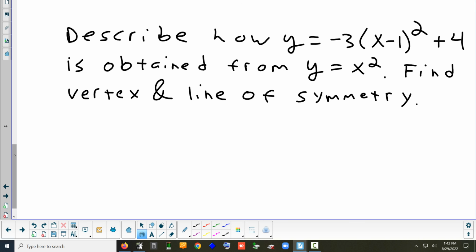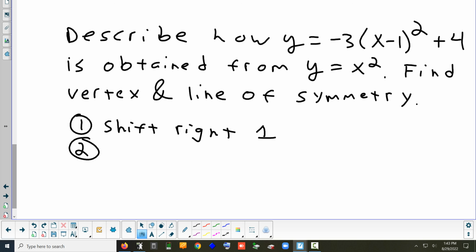Yep, Cassie? Yep, there are 4. Can you tell me the first one? A horizontal shift, 1 unit to right. Yep, so shift, right, 1. Good.